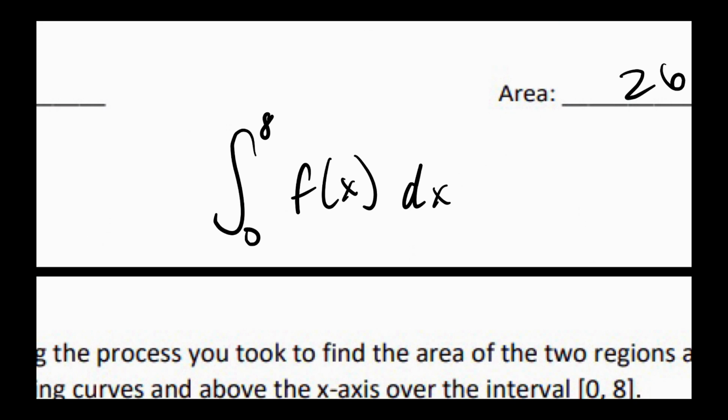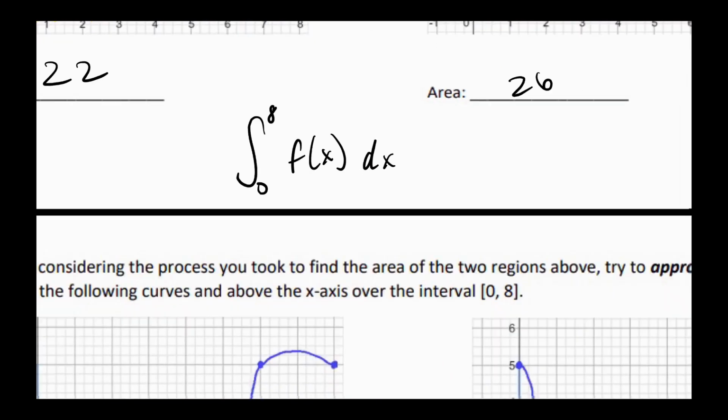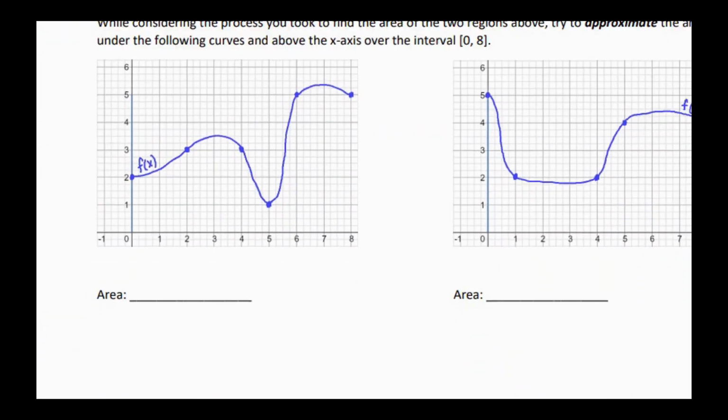Your bounds were 0 to 8. Right, we started at 0 on the x. When it talks about bounds, we're talking about x. And what did you find the area under the curve of? F of x. And then remember the dx always comes at the end. That's what you guys did for each, right? So the first one was 22, the last one was 26. Okay. All right, so now let's look at these guys here.